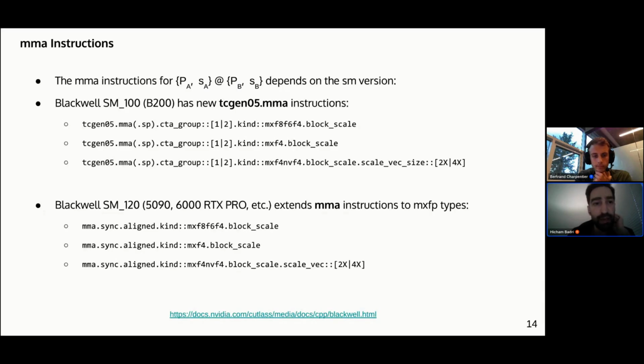Which is basically the same for TC Gen 5 as well. Why did they do this? I honestly have no idea. To make things more complicated, I guess. Okay, there is another question.